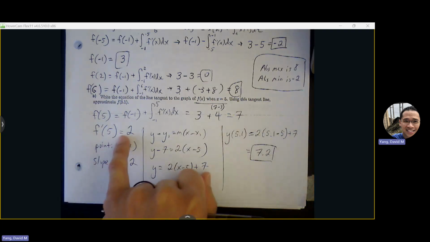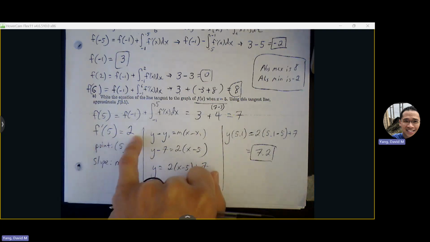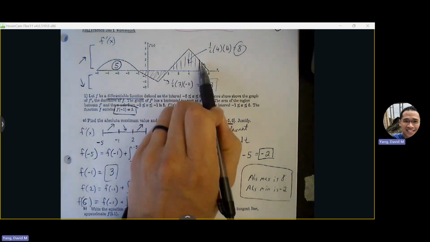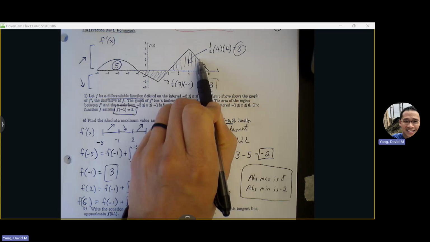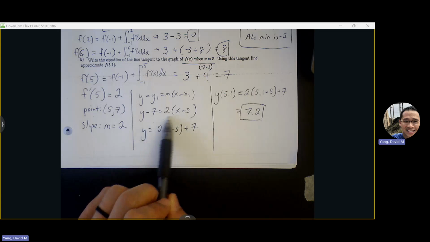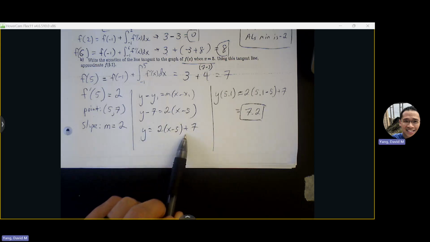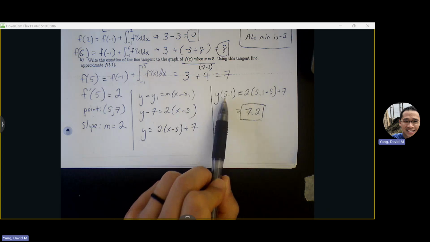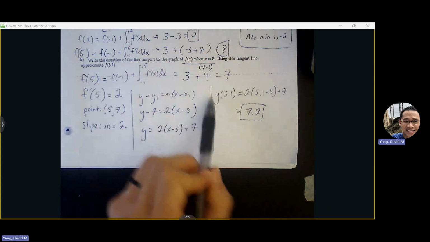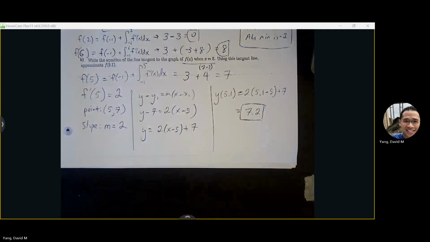Next up, f prime of 5. We need to find the slope at that point. Because this is the f prime graph, f prime of 5 is just the y-value, so f prime of 5 is equal to 2. So we have our ordered pair and we have our slope, so we use point-slope form. This is just linear approximation, and then we build our tangent line equation. And then with linear approximation, we plug in 5.1 into our tangent line.